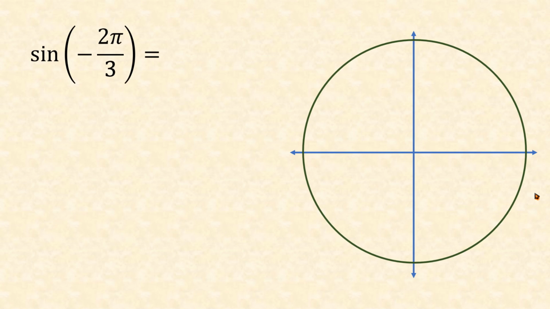Okay, in this example, they want you to find sine of something monstrous here, right? So you look at this and you're like, ooh, what is this? But it's really not that bad. First of all, let's look at this negative sign. All it means is instead of going counterclockwise, you're going clockwise now. That's it. So you're going this direction.